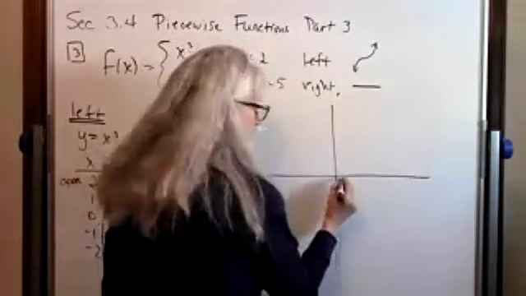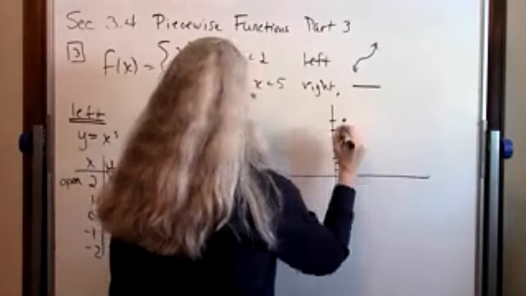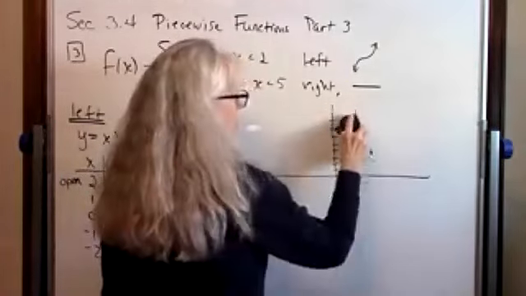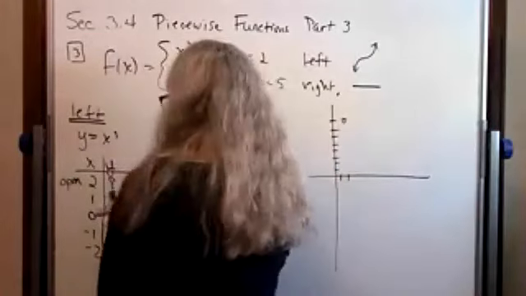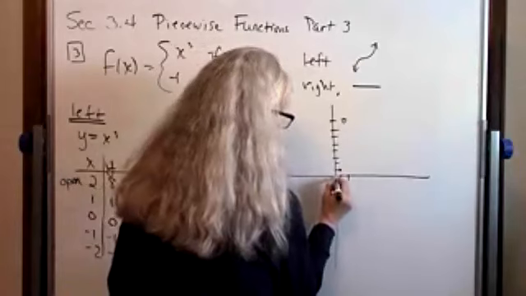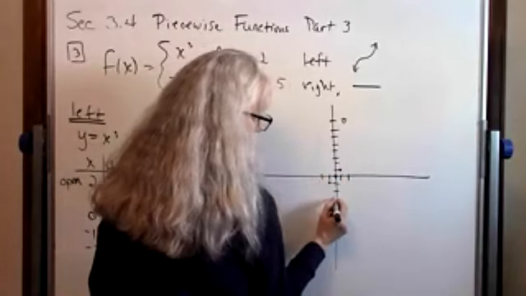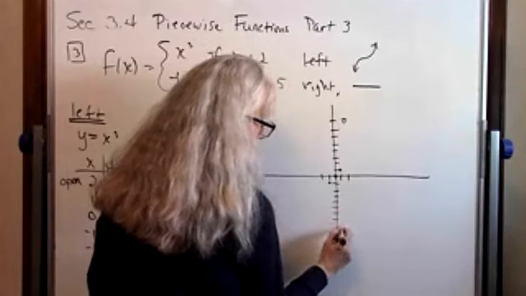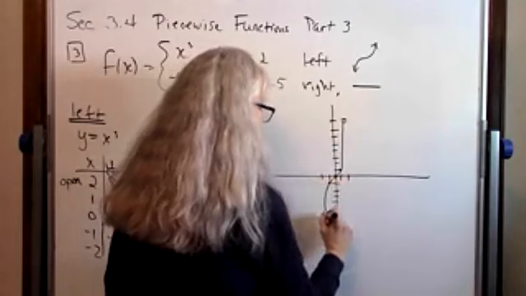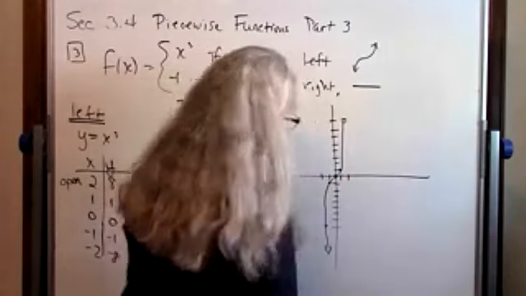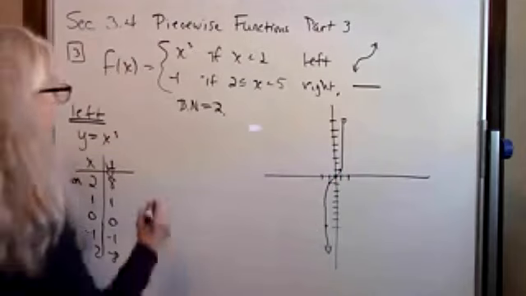So we have 2, 1, 2, 3, 4, 5, 6, 7, 8. Oops, sorry, open circle. Make sure it's an open circle. That's why I write that note to myself, is to remind myself that it's an open circle. We have 1, 1, 0, 0, -1, -1, and then -2, we're down at -8, 2, 3, 4, 5, 6, 7. It looks something like that. Just like we said it should. That's our S shape.